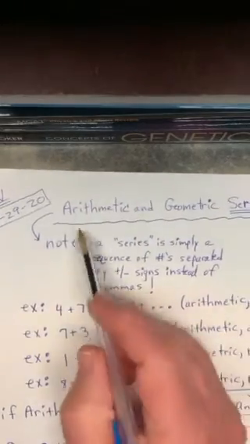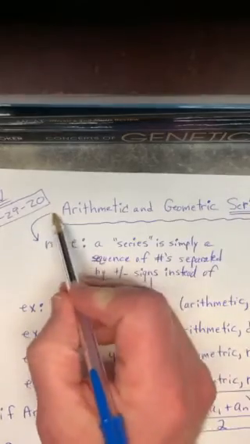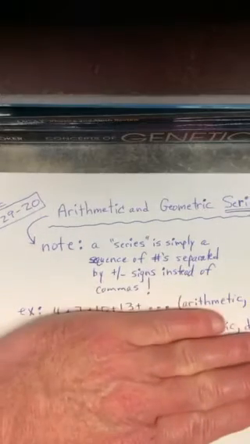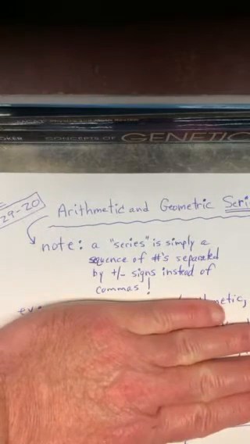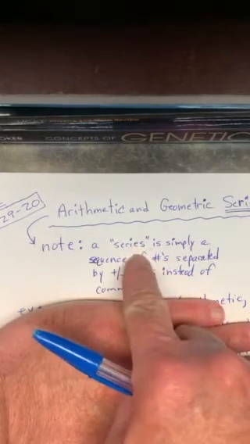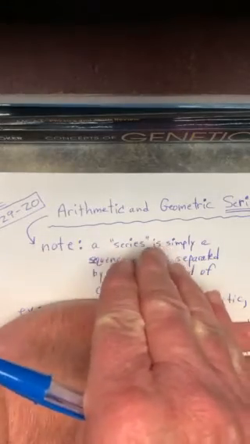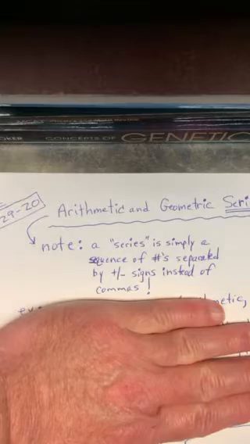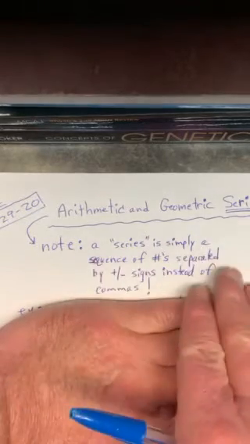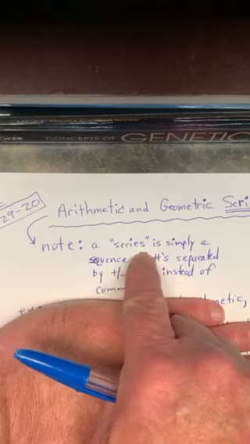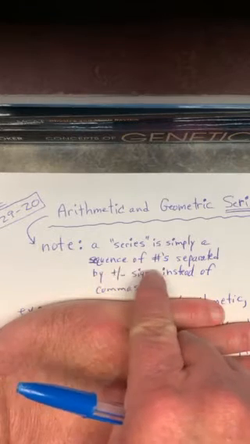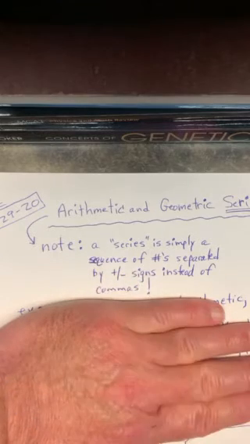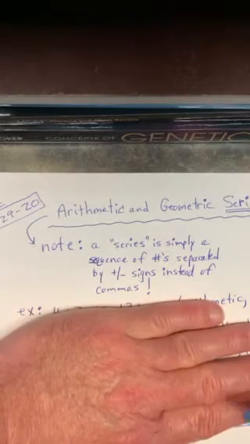So, guys, just go ahead and write your title. Put a little arrow down to make the following note the first thing on our paper today. The note simply says a series, whether it's arithmetic or geometric, because those patterns will remain the same, or same rules, I guess, so to speak. So no matter what kind of sequence it is, a series is simply a sequence of numbers separated by plus or minus signs instead of commas.